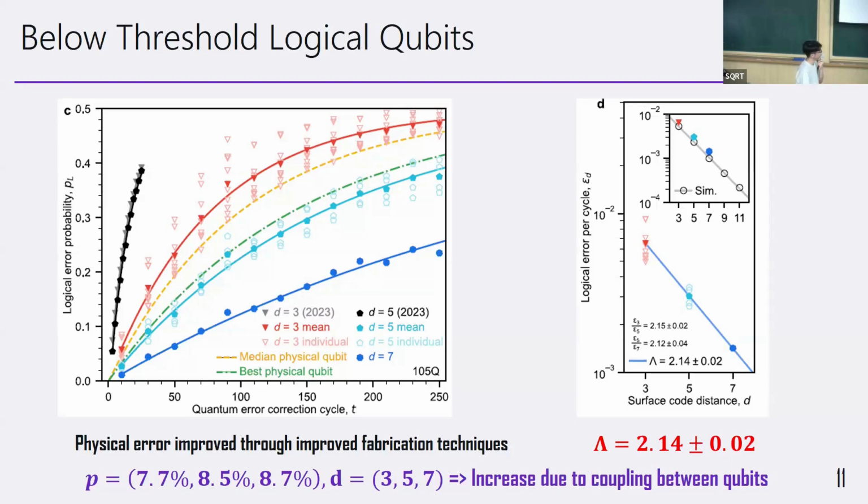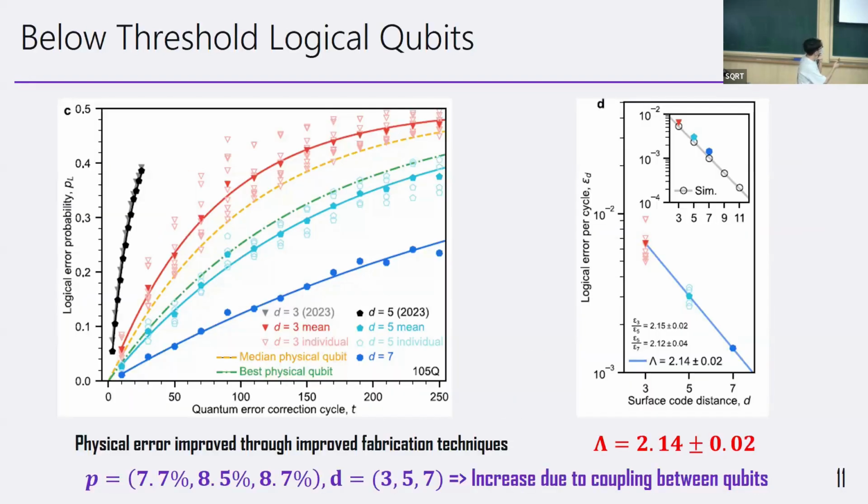Yeah, you could do that, but there's just this error here. Maybe you could estimate it through this, but they didn't actually put the exact value in the paper for some reason. So you have 7.7%, 8.5, 8.7. It does increase. But why does it increase? Because of course, if you have more qubits, there's coupling between the errors.